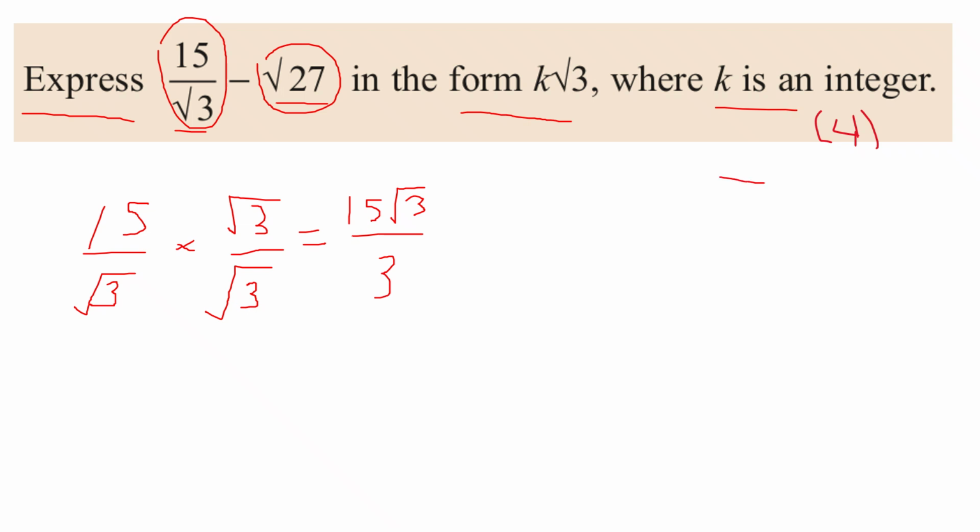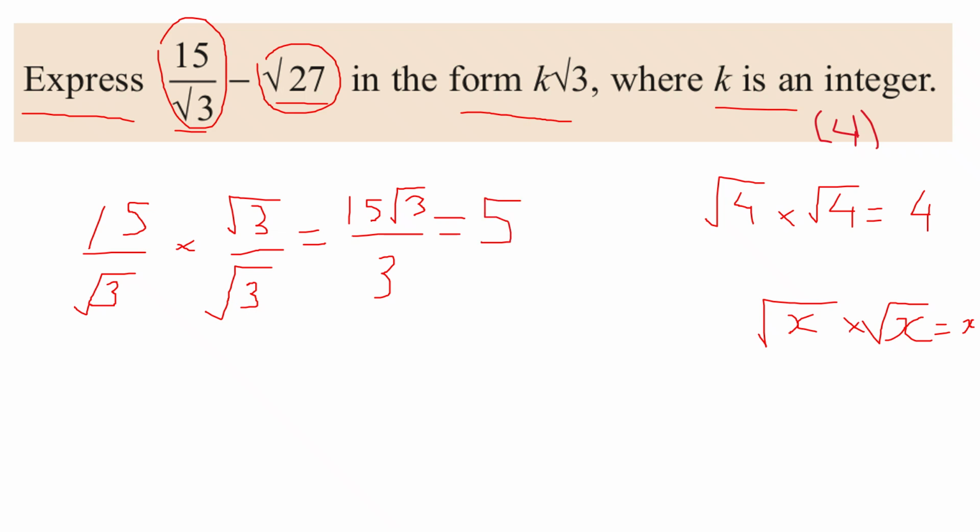Similarly, if I have root 4 times root 4, that would give me root 16, which is just 4. So in general, if I have root x times root x, that will simplify just to x. Now I can do 15 divided by 3 makes 5, so I have 5 root 3 for the first part. Next up, I'm going to simplify root 27.